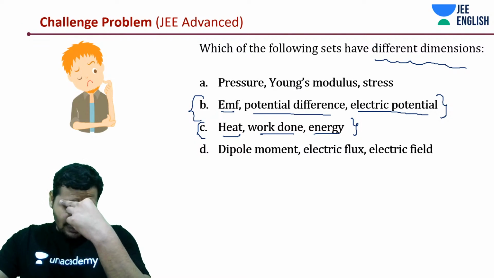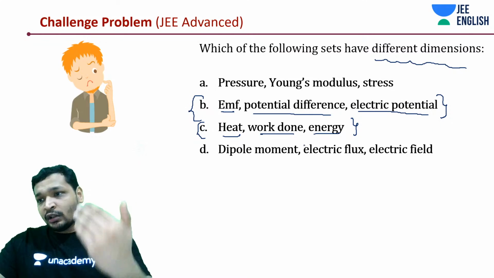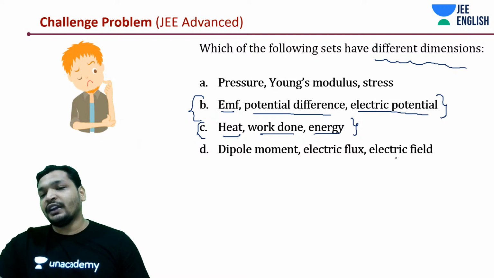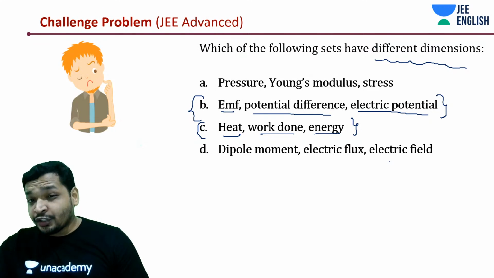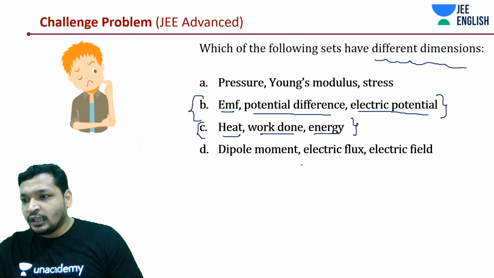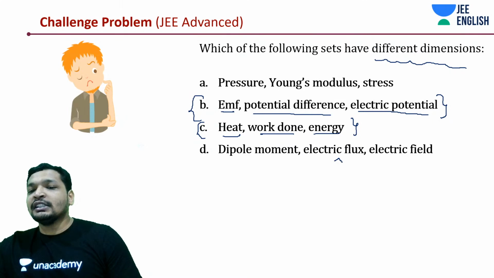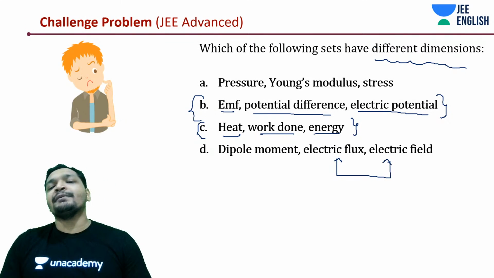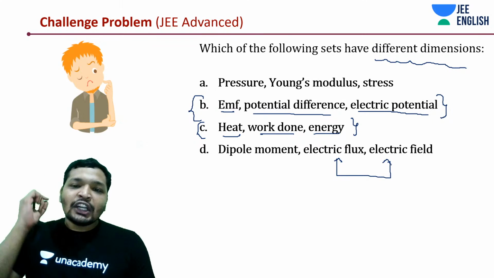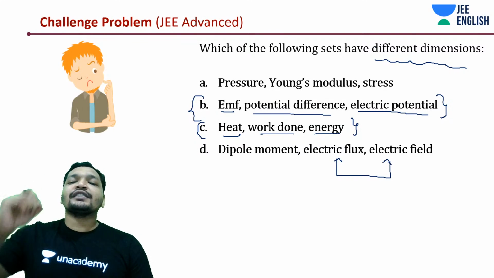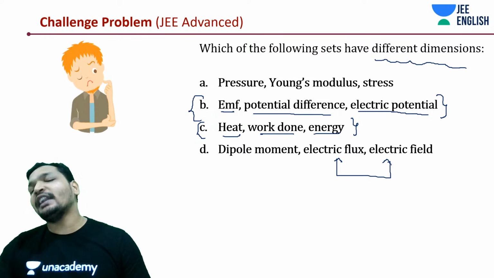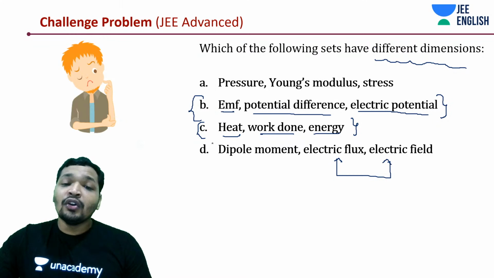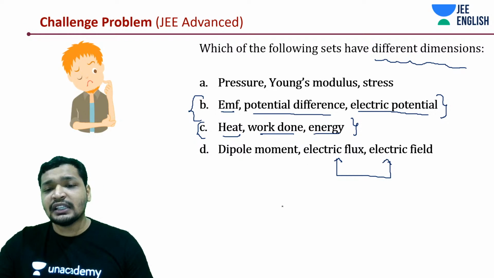Okay, now let's understand one more thing. I would have directly read all three and try to identify the one that had different dimensions. Are you sure? Think about this. Is electrical flux and electrical field same, students? E dot dA is electrical flux, where E is electrical field. Can electrical field and electrical flux have same dimensions? No, they can't have same dimensions.